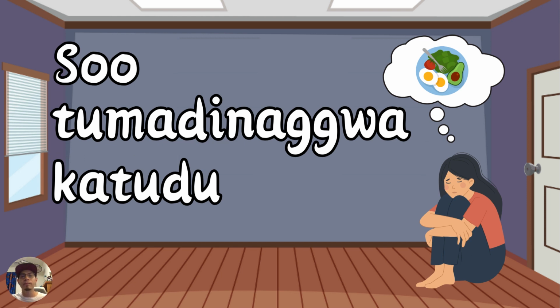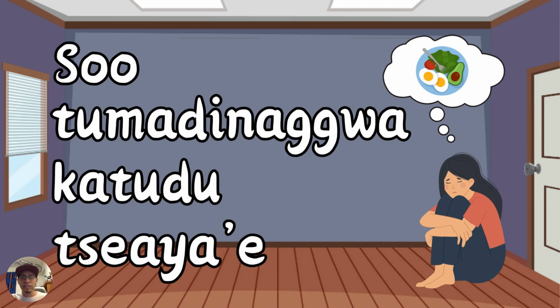All together, su dumadainagwa katuru. The one sitting on the right side. Now to say that this girl, notice she has food in her mind, so she's hungry. Again, you just add that last word, hungry. Su dumadainagwa katuru tiayai.